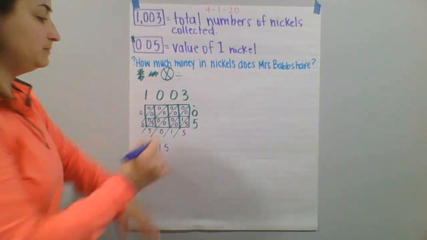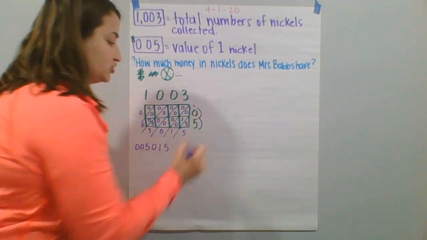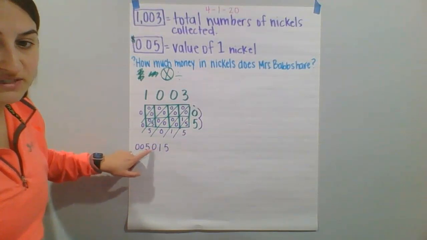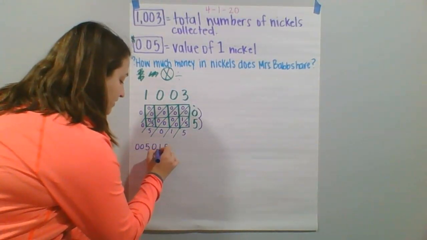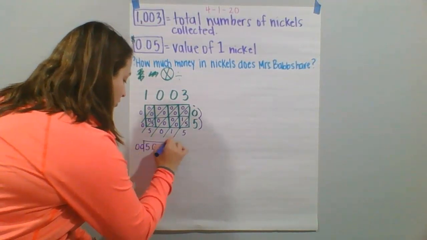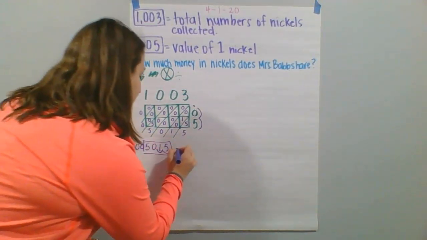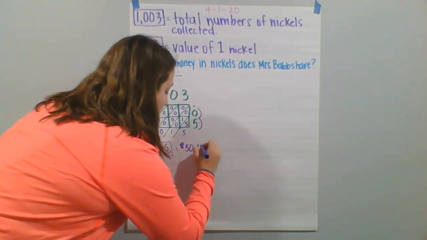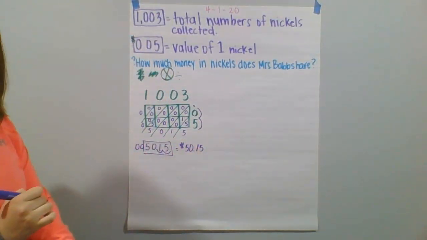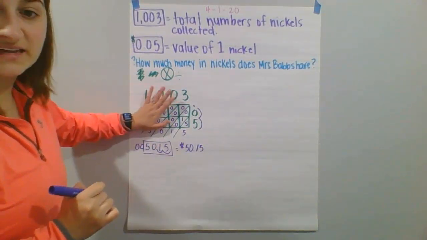Within my problem, I had 2 decimal places, so I want to represent that in my answer as well, which means I need to take my decimal and move it 2 times, which would give me an answer of $50.15.